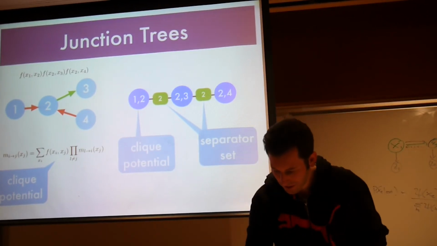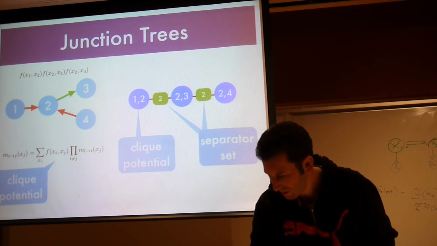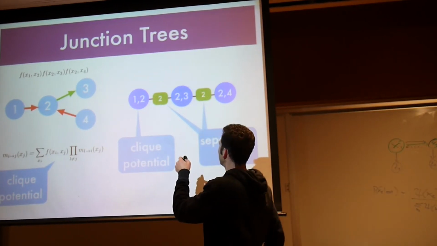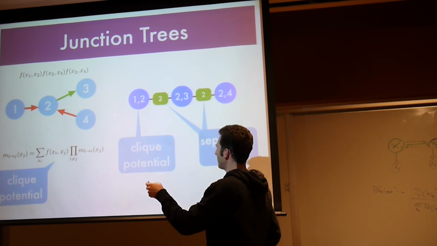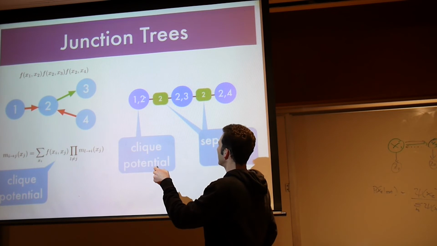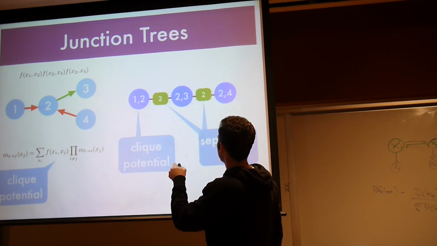And what's already interesting is that this green box, which contains the variable in between, is always 2. So the separator set, that's how you call it, between those two sets, so that's basically the intersection between the three adjacent sets, in this case is 2.